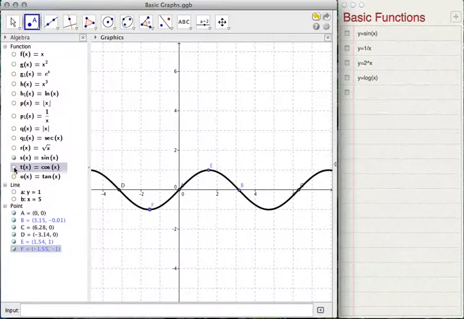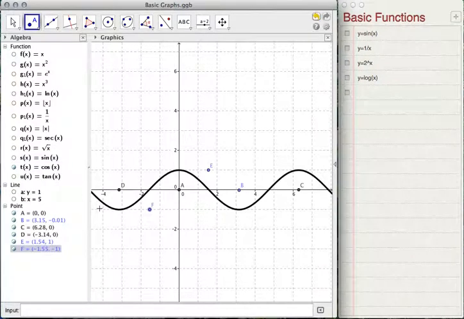A cosine curve is related, but it's shifted. So instead of going through (0, 0), it goes through (0, 1). And the minimums are at pi halves, so 1.5 something, and at 1.5 pi, and at negative half pi. We won't do a ton of that until we study trig later in the year, but those are related, sine and cosine functions.